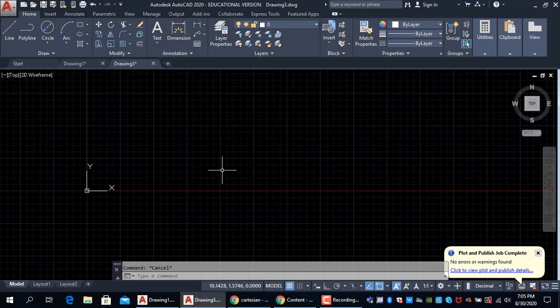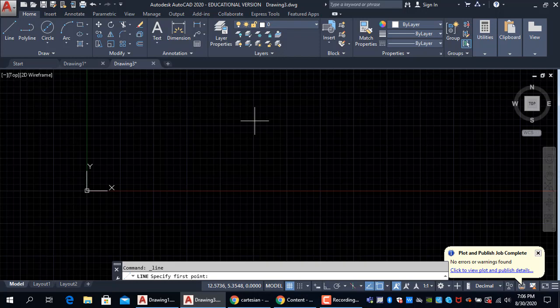So if I do a line, notice what it's asking me on the command line, which we have discussed before. It says line specify first point. What is the first point? We just discussed how AutoCAD sees this system with a lot of points.